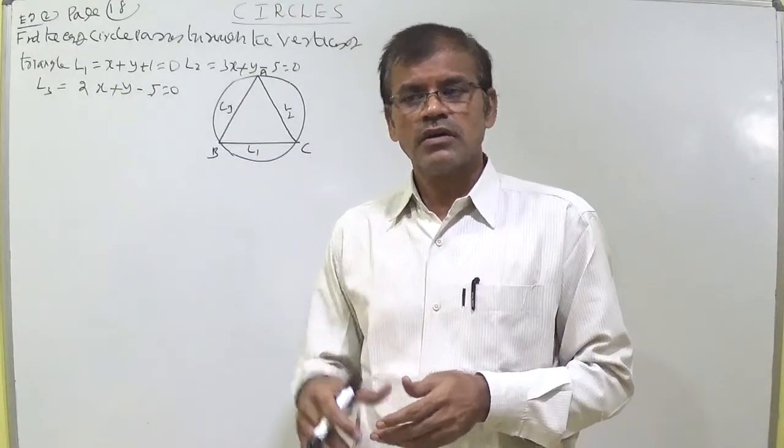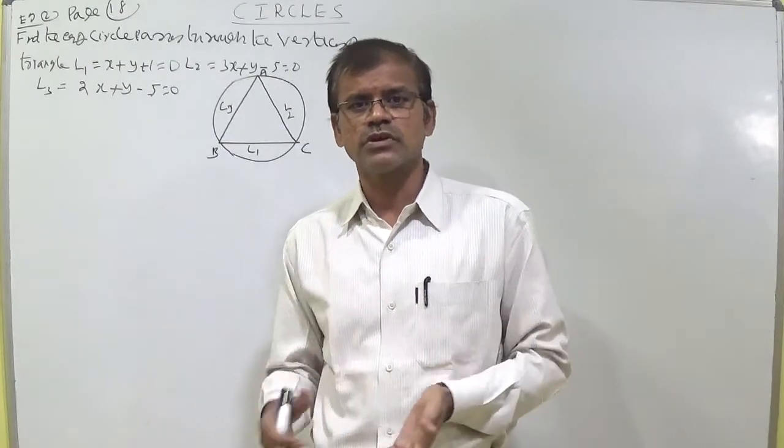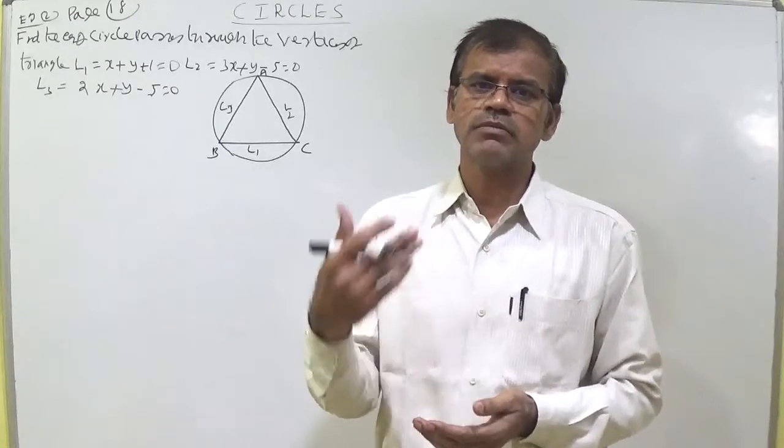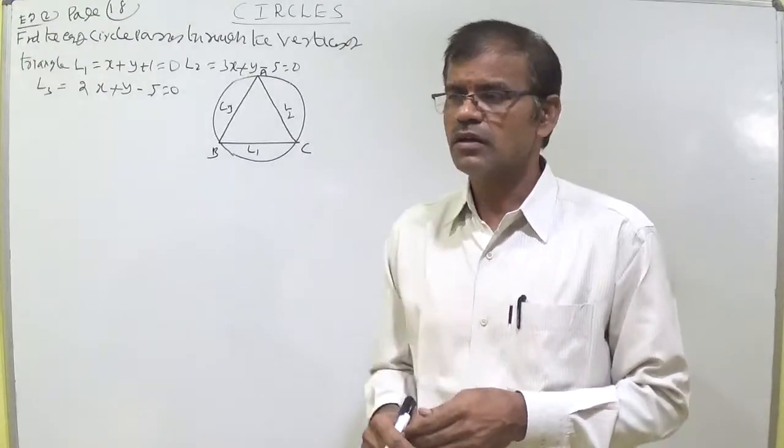Let the required equation of circle be x square plus y square plus 2gx plus 2fy plus c equal to 0, passing through the three points. Eliminating the c value, and substituting the g and f values in the given equation, you will be getting the required circle.